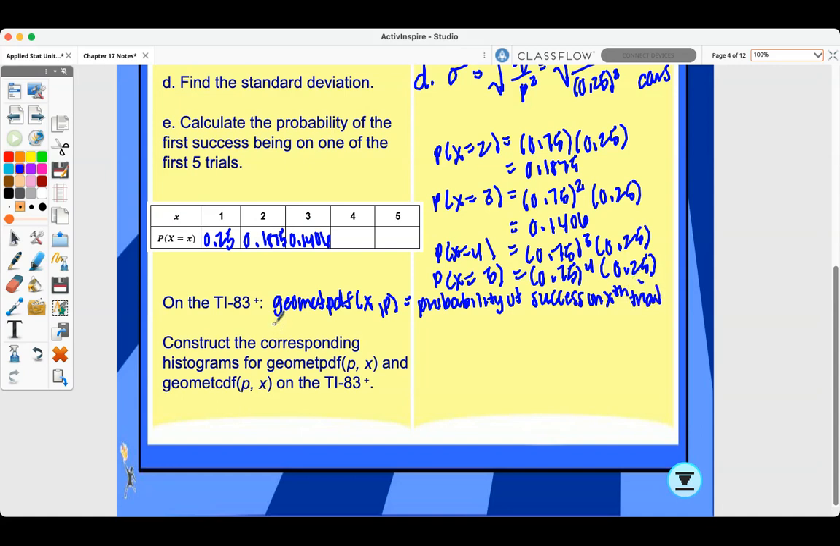And then you have geometcdf, and that's the probability of success on or before the Xth trial. So that's cumulative, where the other one is just the individual probabilities.